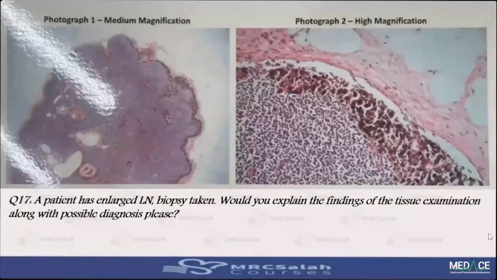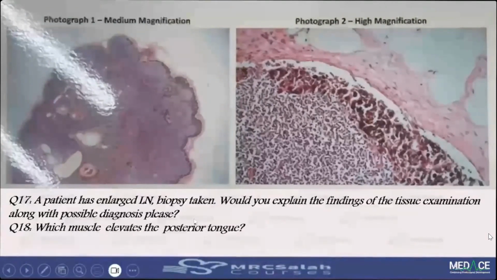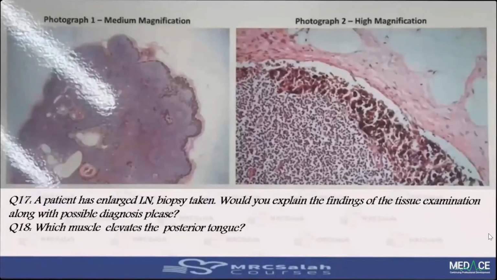Okay, next question. Would you tell me which muscles elevate the posterior tongue, or retract it posteriorly? The palatoglossus muscle and the stylohyoid muscle also retract the posterior tongue. And the palatoglossus muscle will elevate the posterior part of the tongue. They are hypoglossus and styloglossus.